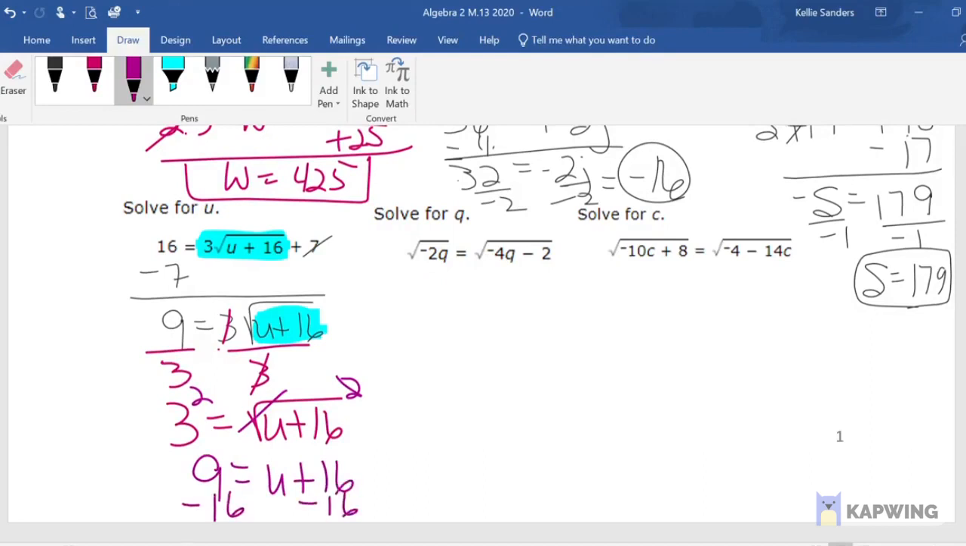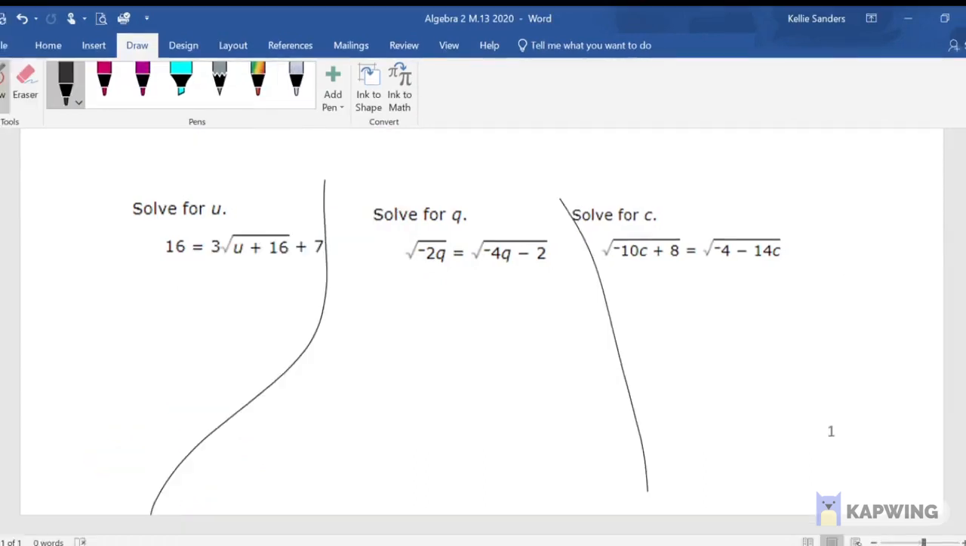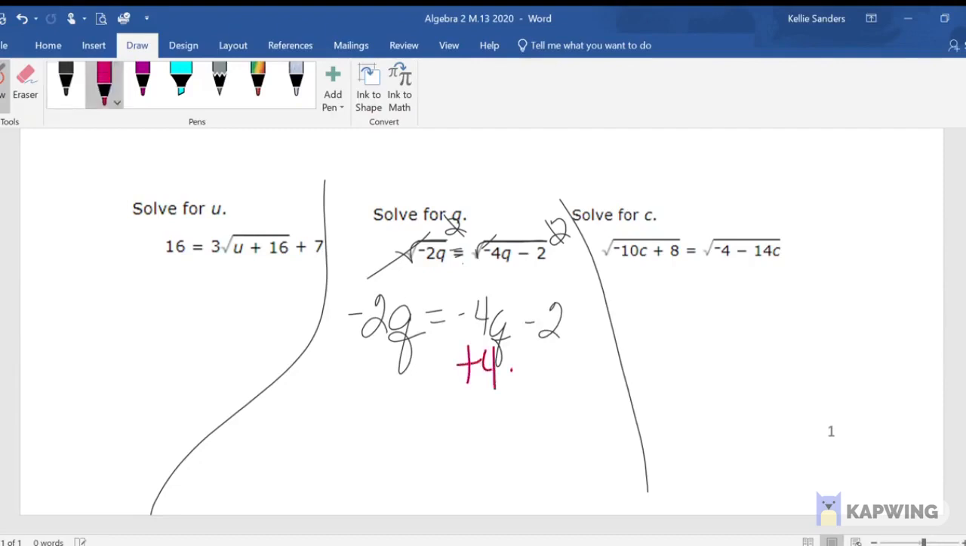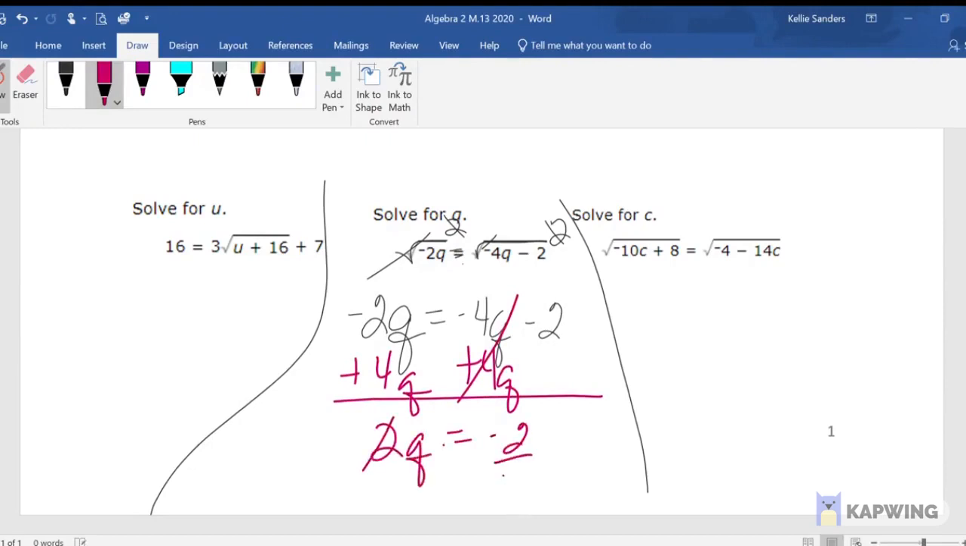Minus 16 is -6. Okay, so if you have a square root equals a square root, your objective is to get rid of the square root, right? So if we square this side, then we have to square that side. What happens? Well, it's amazing. The 2 in the square root goes away, and the 2 in the square root goes away. So basically, you're left with -2q equals -4q minus 2. Add the 4q. Add the 4q. That goes away. -2 plus 4 is 2. Equals -2. Divide by 2, and you get -1.